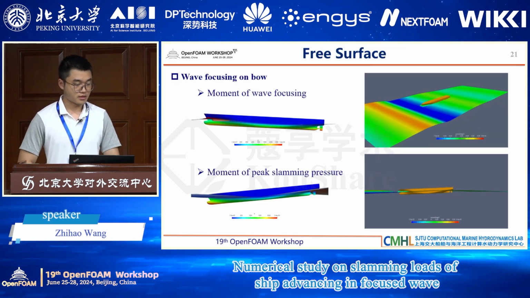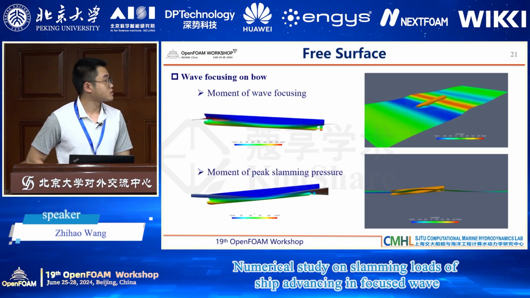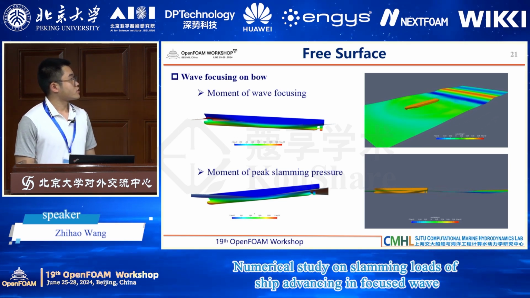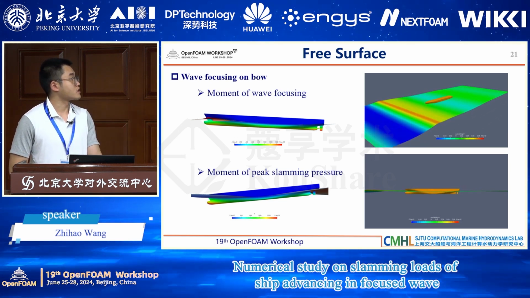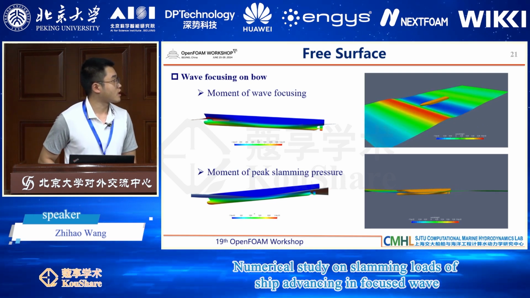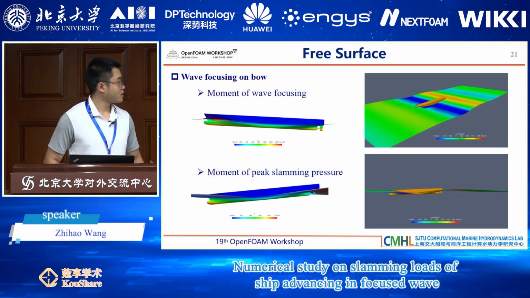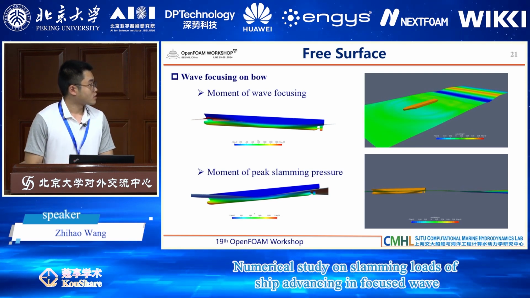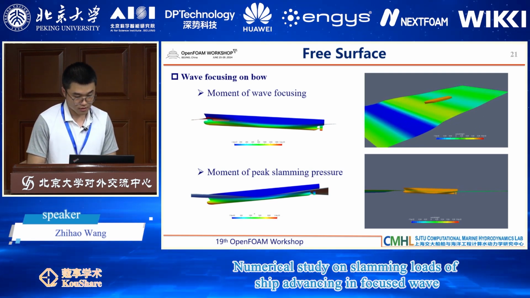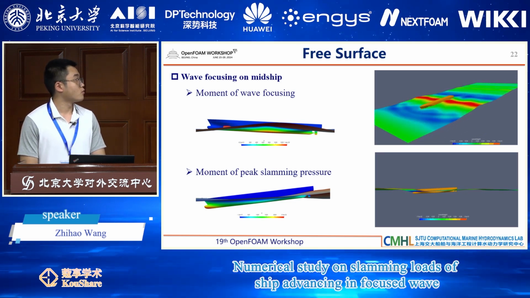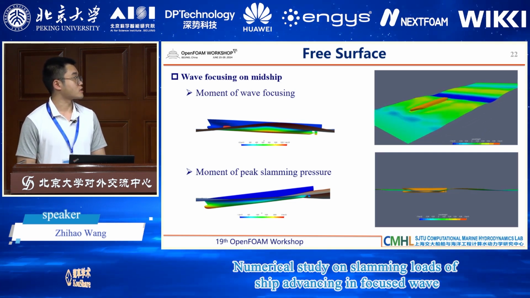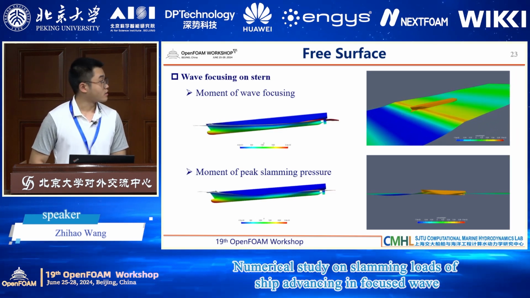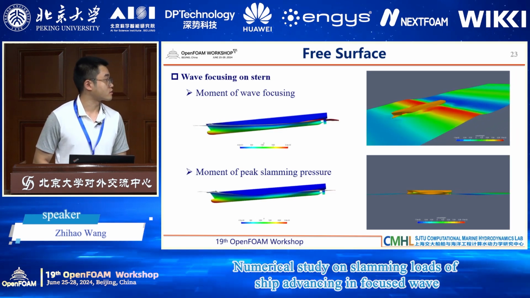And this is case A. The wave is focusing on the bow of the ship. The upper picture shows the moment of the wave focusing, with the pressure contour of the ship, and the lower picture shows the moment of peak slamming. And this is when the wave is focusing on the midship of the ship. This is when the wave is focusing on the stern.